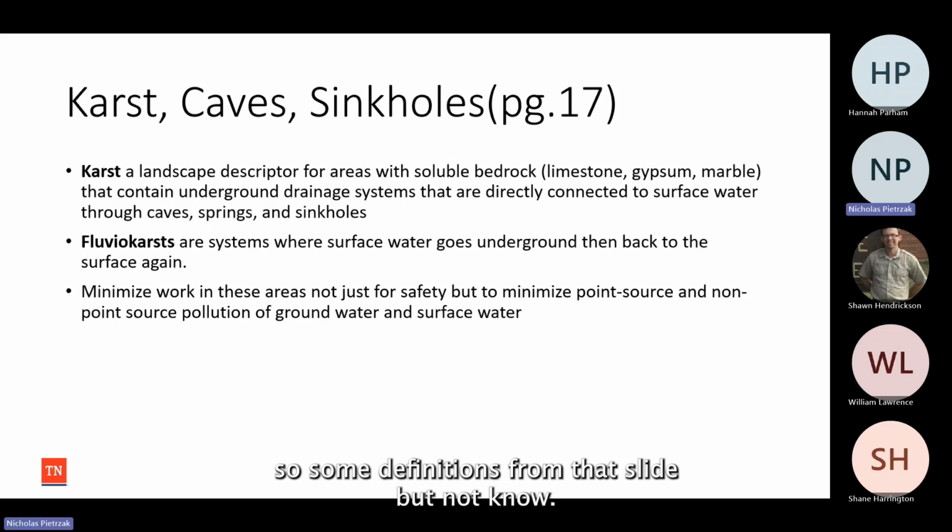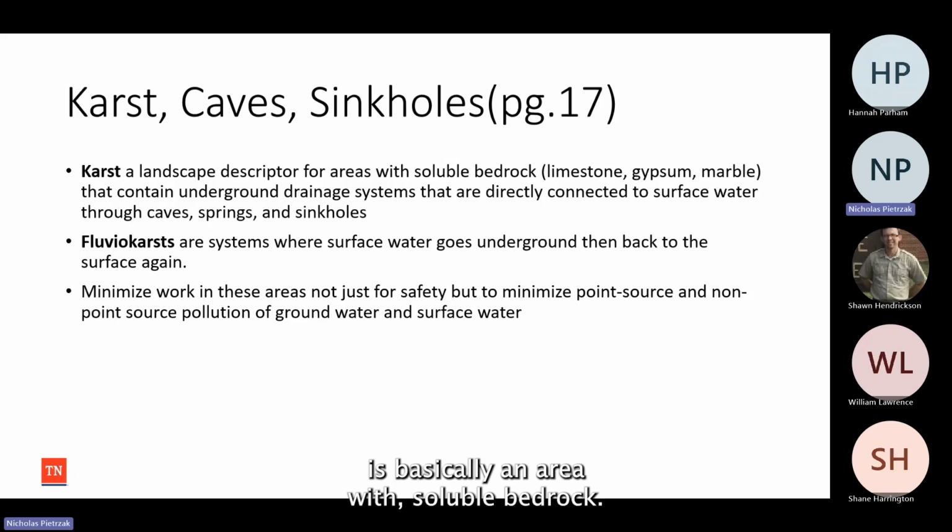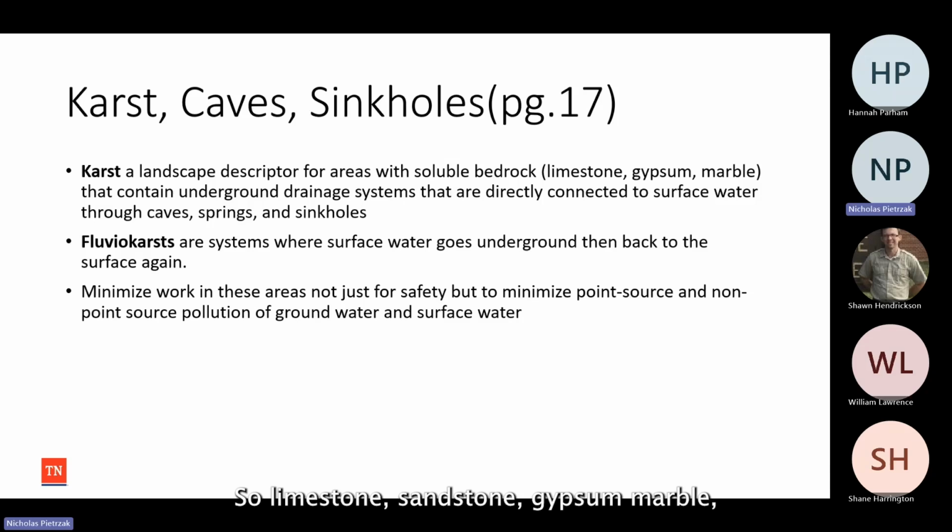So, some definitions from that slide you might not know. A karst area is basically an area with soluble bedrock. So limestone, sandstone, gypsum, marble, anything that's really water soluble has a higher chance of containing underground drainage systems, and those erode over time and eventually cave openings and sinkholes and springs come up. Sinkholes are very risky and should be seen as a large safety risk when in the woods.